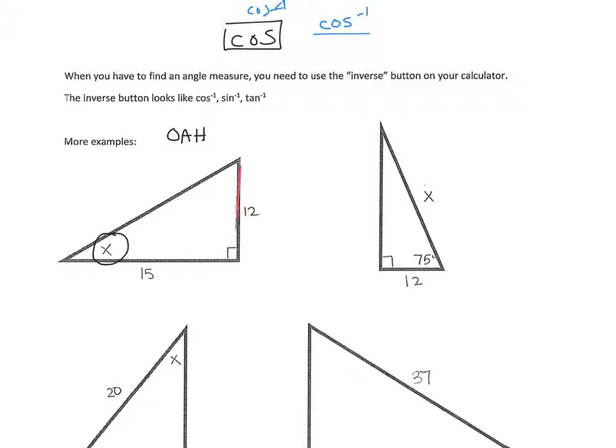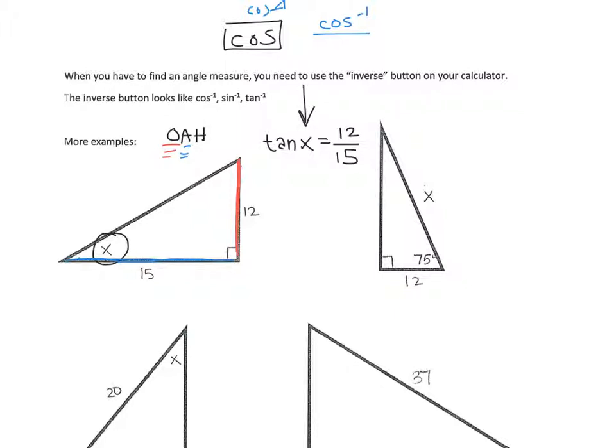So I'm going to do OAH just like I did before, and I look at my angle. I'm given 12, which is the opposite, and I'm also given 15, which is the adjacent. So the trig function I'm going to use is tangent. I do the tangent of the angle. Well, the angle is x. I want to know the angle: tangent of x equals 12, opposite, over adjacent, which is 15. Now this is when you can't divide both sides by the tangent.